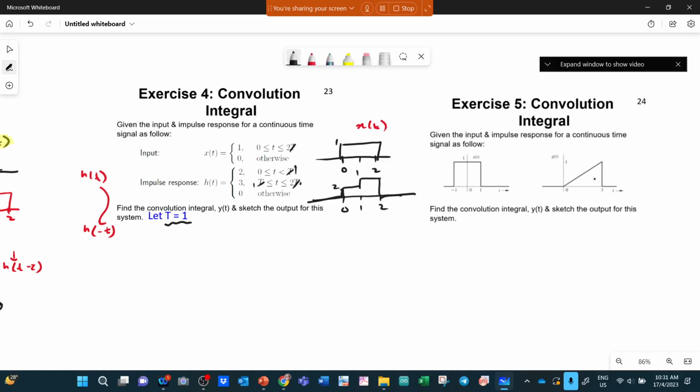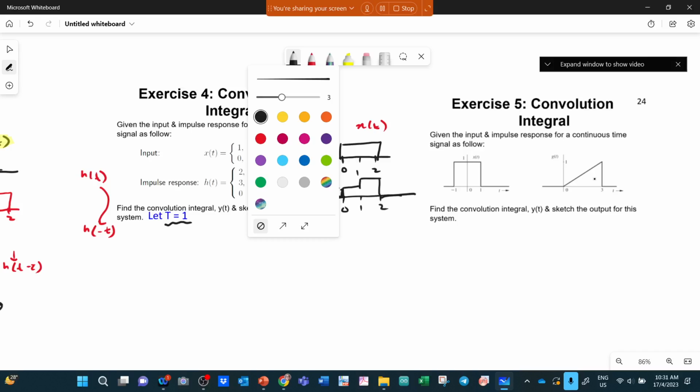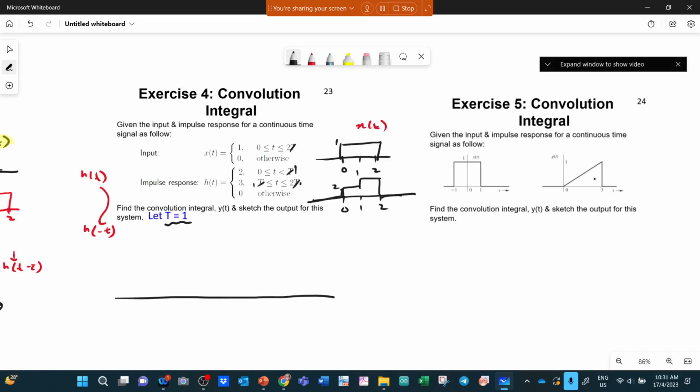Ada kelas ke lepas ni? Physical ke online? Pukul 10? Pukul 11, okay. Okay, tak apa, I buat yang ni saja, I draw dia je.